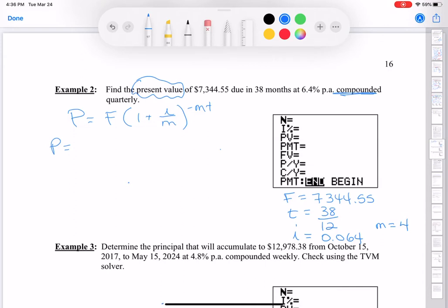And substitute in everything that we know. We know that our future value is $7,344.55. We know that i is 0.064. m is equal to 4. And we have a negative 4 times 38 over 12. And just a little reminder, do not forget that with the present value formula, that symbol up in the exponent is negative.